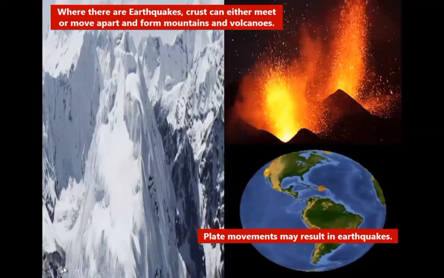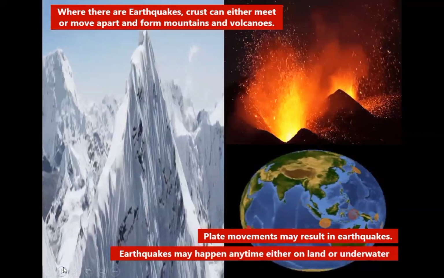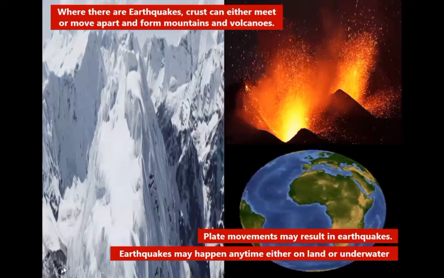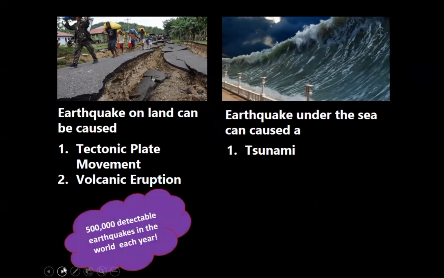Plate movements may result in earthquakes, and earthquakes may happen anytime either on land or underwater. Earthquakes on land can be caused either by tectonic plate movement or volcanic eruption. Earthquakes under the sea can cause a tsunami. According to experts, it is estimated that there are 500,000 detectable earthquakes in the world each year.